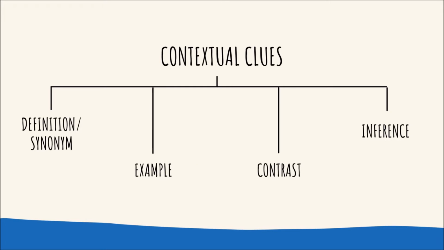There are four types of contextual clues. The first one is through definition or synonym, second one through example, third one through contrast, and the last one through inference. So let's take a look at one by one.